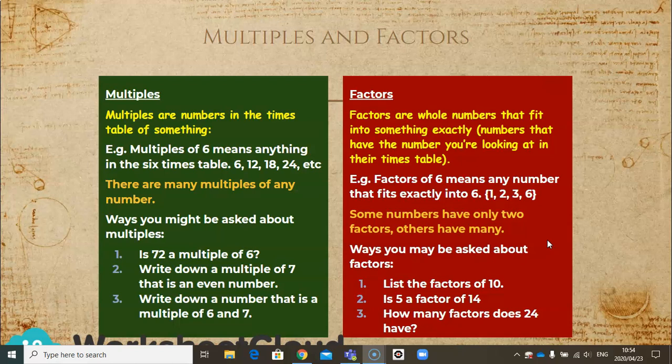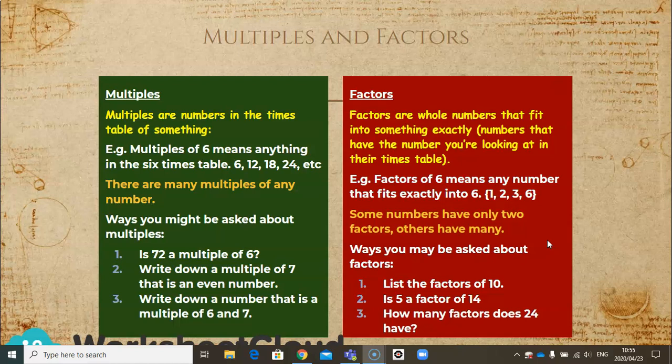You might also be asked to write down something that's a multiple of 2 different times tables. This is useful for when we were doing fractions and we needed to find a common denominator. We needed to find something that 2 numbers fitted into. We were finding a common multiple, the lowest common multiple. So we're looking for a number that's in the 6 and 7 times table. The first one that I can think of is 42, which is 6 times 7. So it's in the 6 times table. It's a multiple of 6. It's in the 7 times table. It's a multiple of 7.